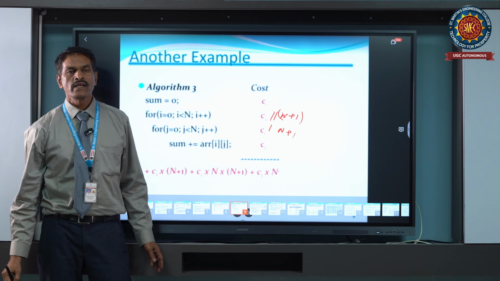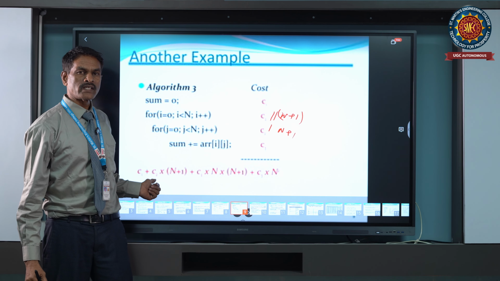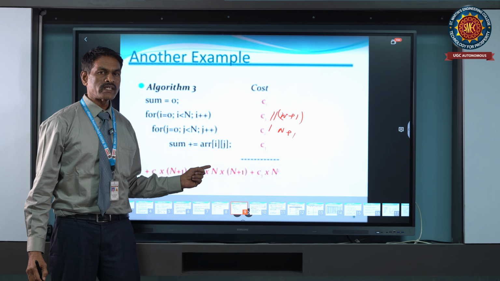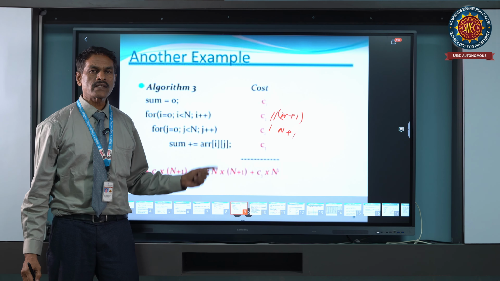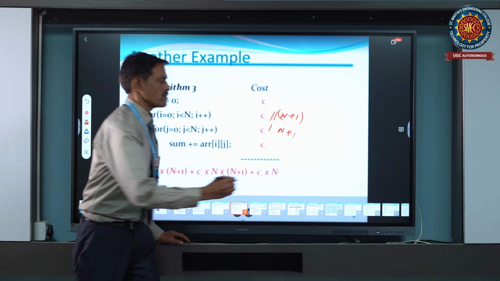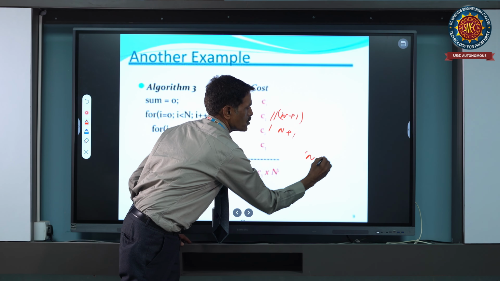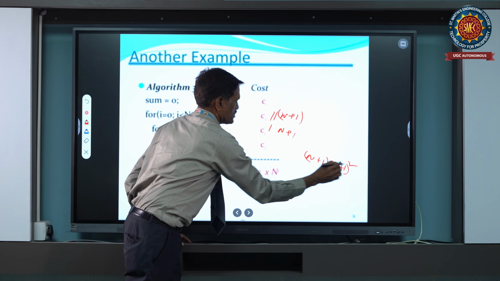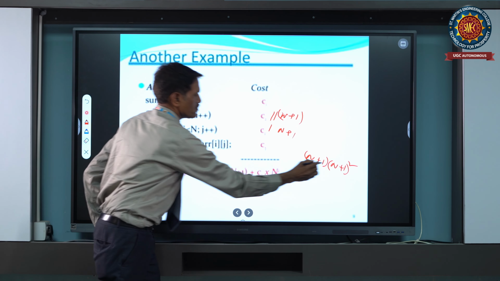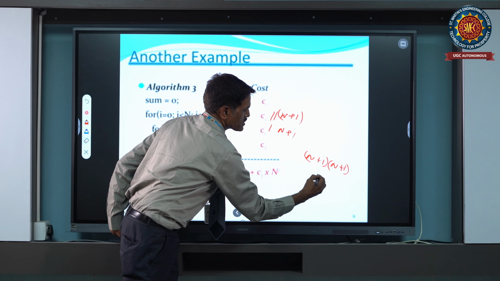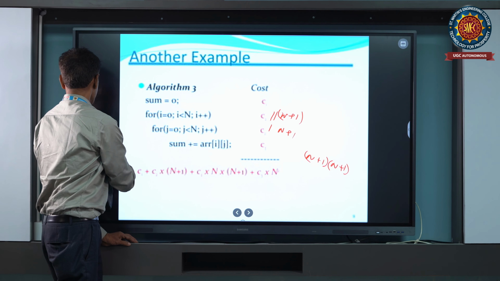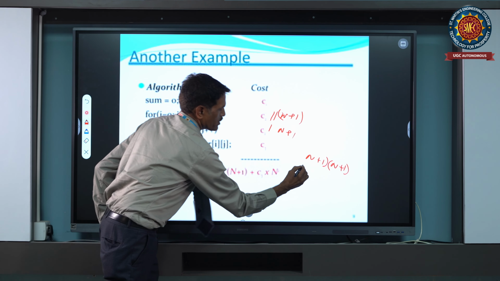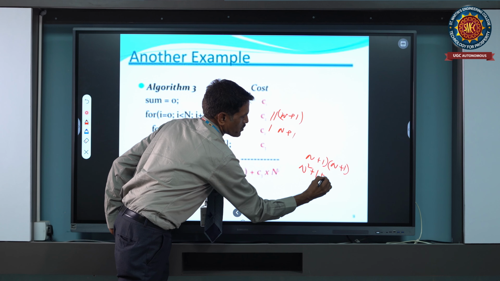Here C1 is the first count and C2 is the second count: n plus 1 and the next one is n into n plus 1. So this mechanism is happening, and we are using n plus 1 into n plus 1, the whole square. So what exactly is happening here is n square plus 1 plus 2n.